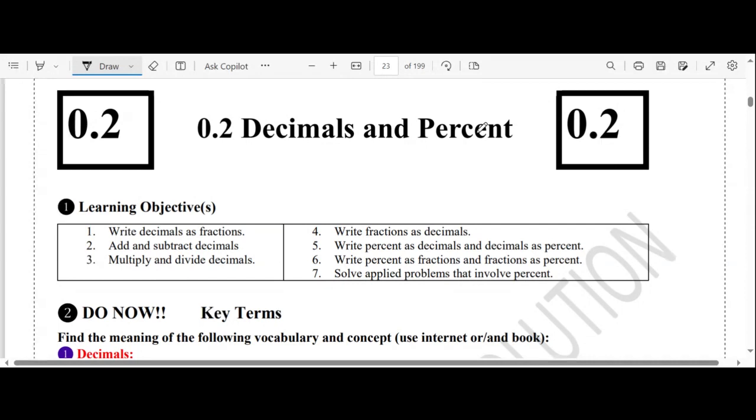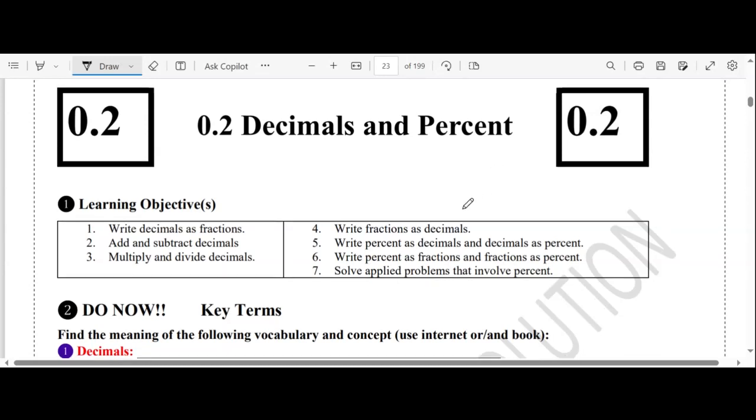Section 0.2, decimal and percent. Learning objectives. Write decimals as fractions. Add and subtract decimals. Multiply and divide decimals. Write fractions as decimals. Write percent as decimal and decimal as percent. Write percent as fractions and fractions as percent. Solve applied problems that involve percent.